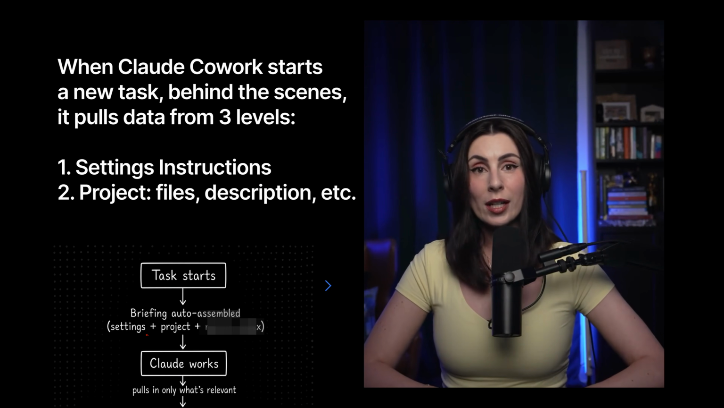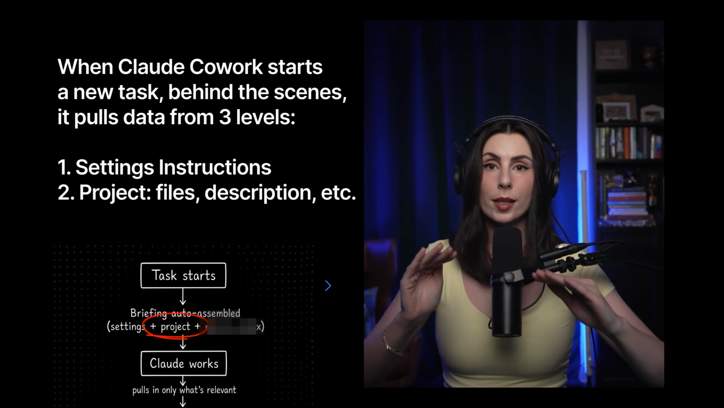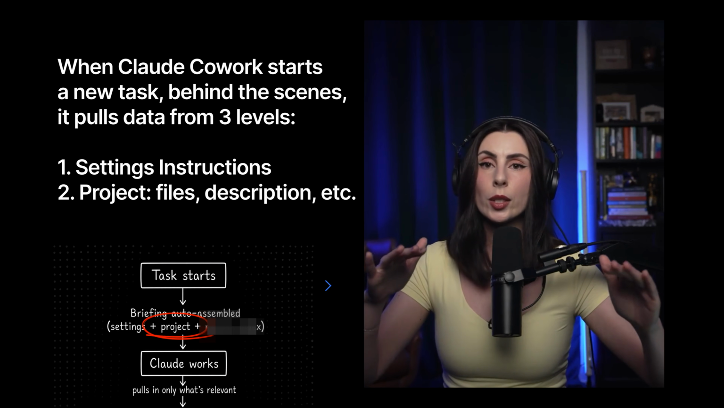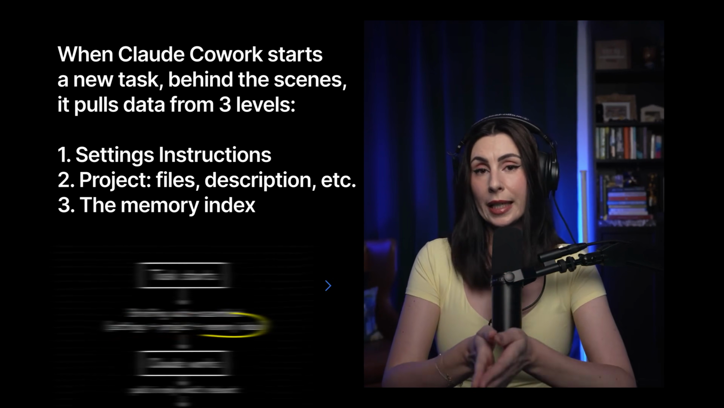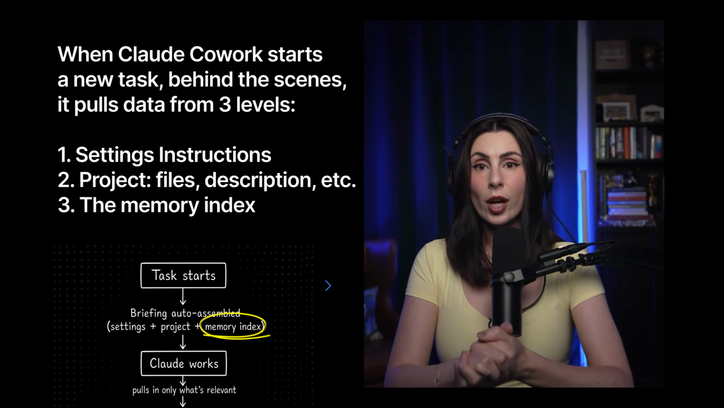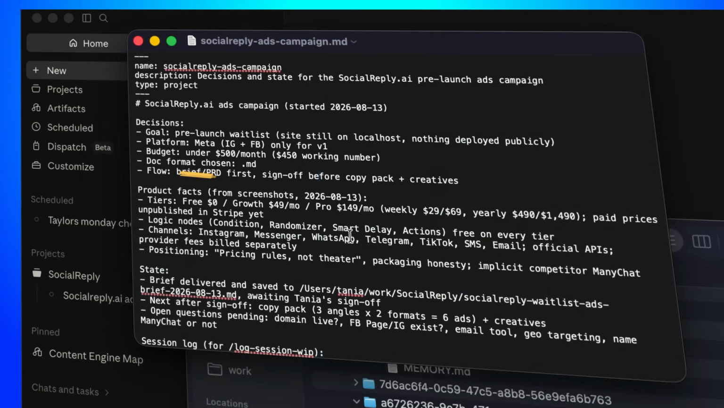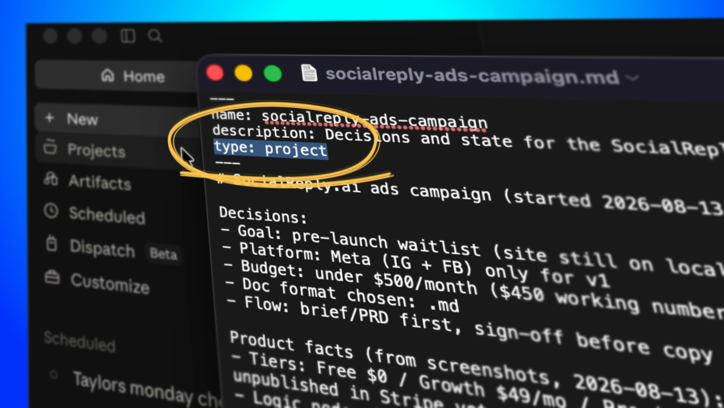Then your project level information. This is the description, the files, the documents, whatever you have in a specific working project. And the third layer is the memory index, which I'll show you how to find in a minute. So you can see exactly what Claude is saving and what type of memories it keeps. Because Claude by default splits it into 4 types.